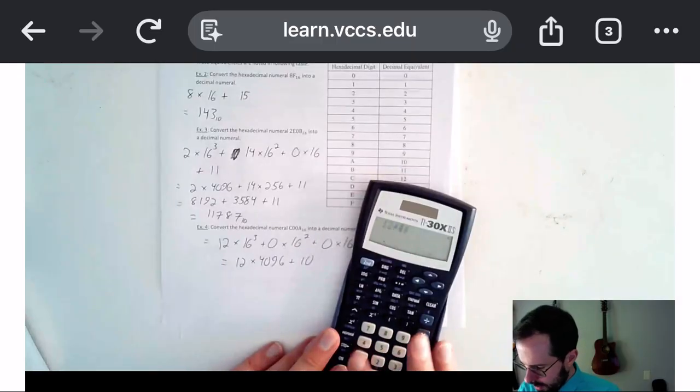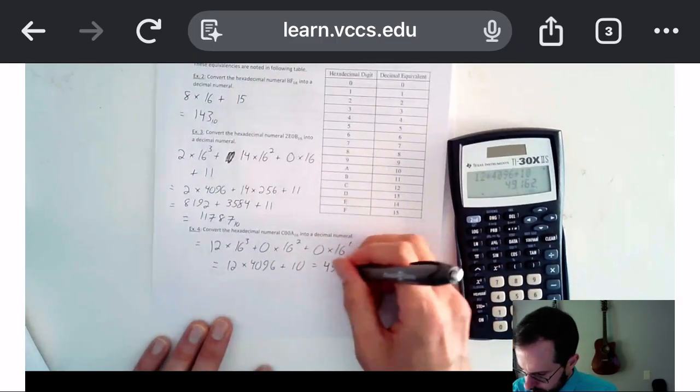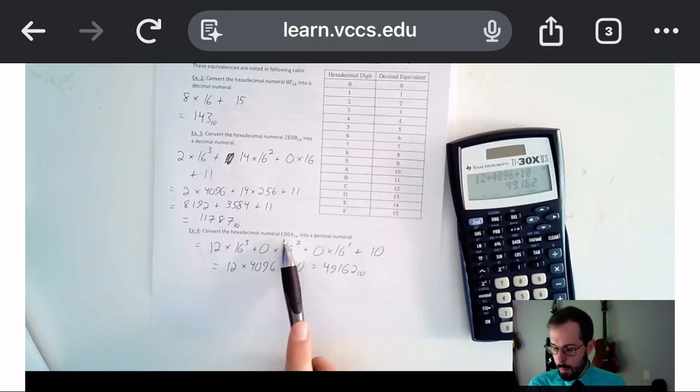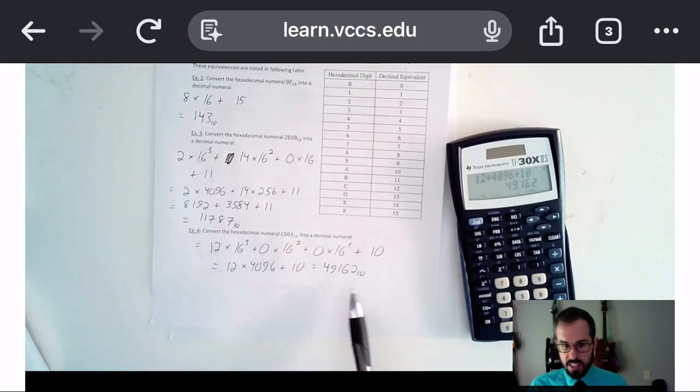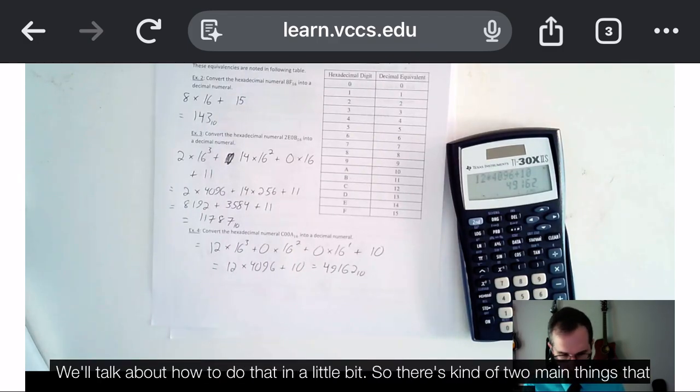Let's just do that one together. 12 times 4,096 plus 10. We get 49,162. We can note something here: given the fact that we can represent more digits in hexadecimal, it means that we can often represent larger numbers with a smaller number of digits, right? Decimal took 5 digits to express it, when hexadecimal only took 4. When we compare hexadecimal to binary, we are going to see that it is far, far, far more efficient. We'll talk about how to do that in a little bit.